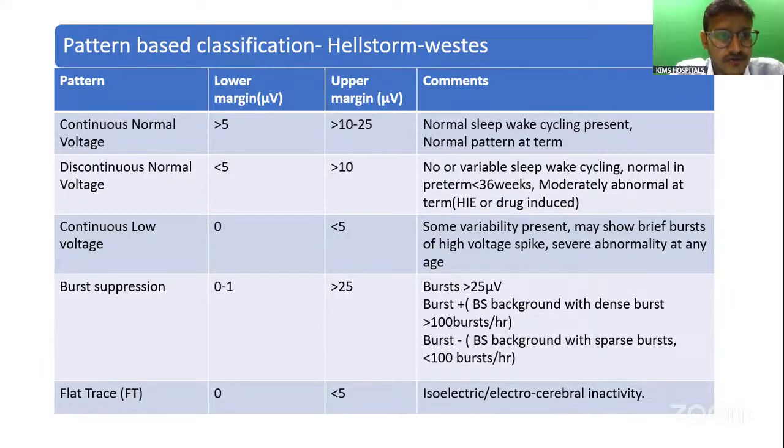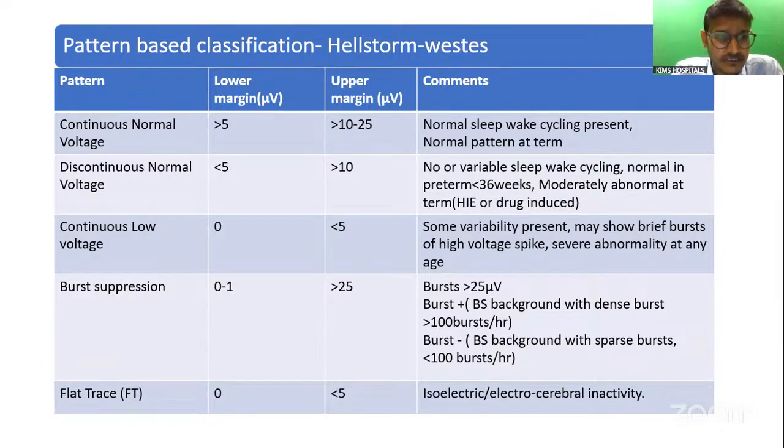Next is the continuous low voltage, in which the lower margin is around 0 microvolts and the upper margin is less than 5. This definitely indicates an abnormality. The background is suppressed. The fourth one is burst suppression. In burst suppression, the lower margin is between 0 to 1 and the upper margin is more than 25. It can be burst plus or minus based on the density of bursts. If the bursts are more than 100 within 1 hour, that is 6 small boxes, then it is burst plus. If the bursts are less than 100 within an hour, it is burst minus.